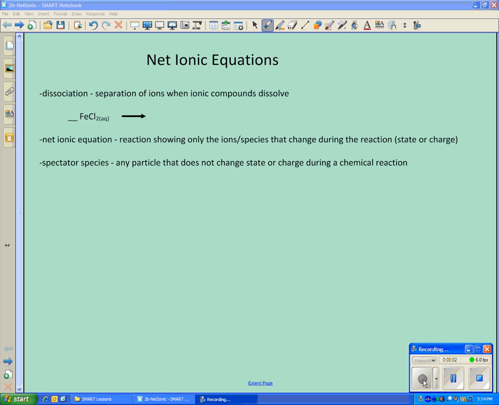Net ionic equations or reactions are sometimes important when we need to consider what species are actually taking part in the reaction.